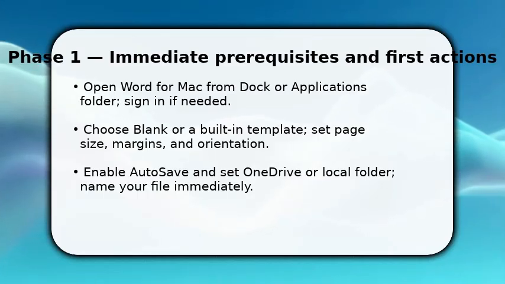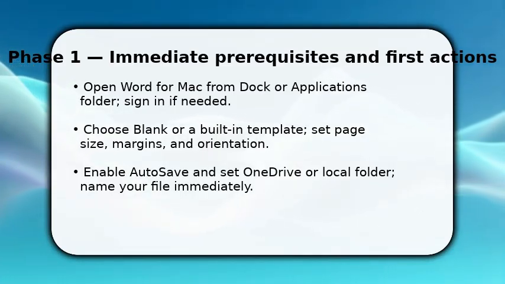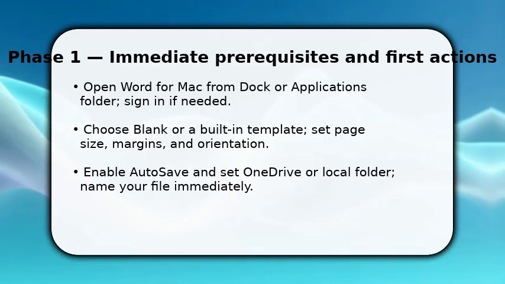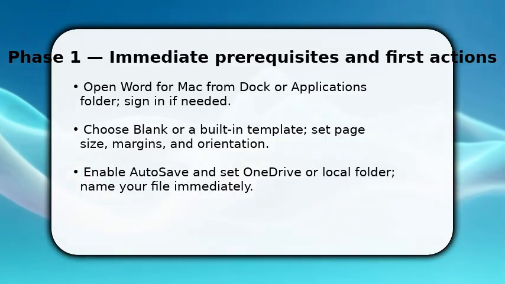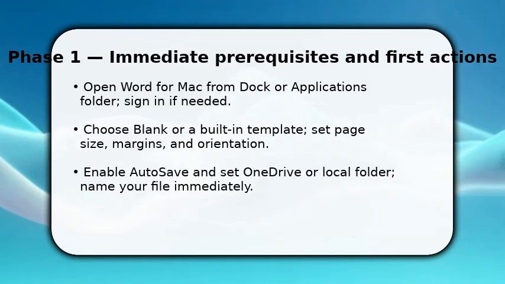You start by opening Word for Mac and picking a template or a blank document. Do that now. Once done, set page size, margins, and orientation so your layout matches the final use. This avoids rework. Make sure to enable autosave and choose OneDrive or a local folder.